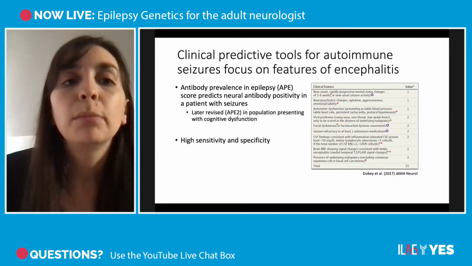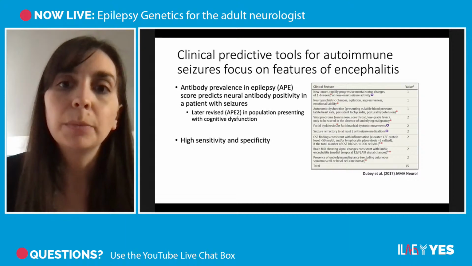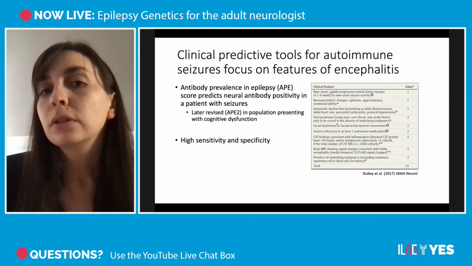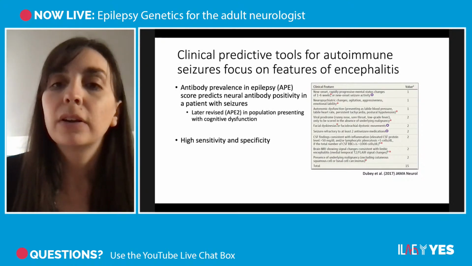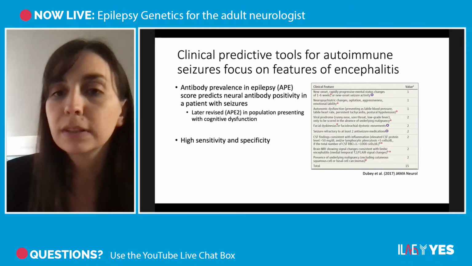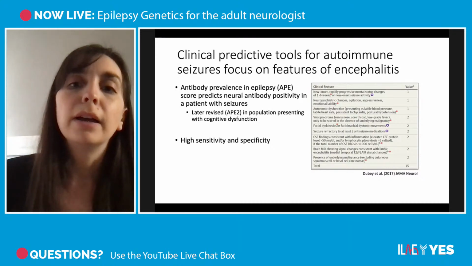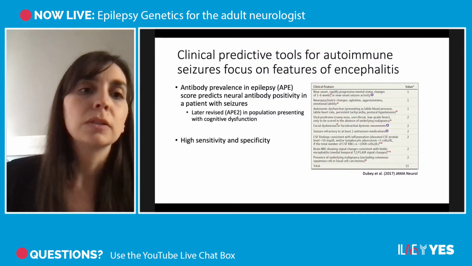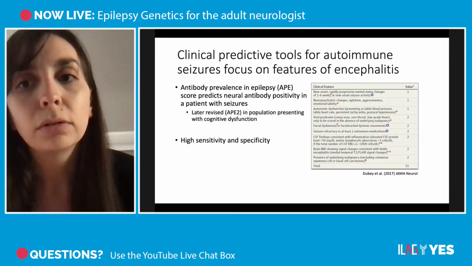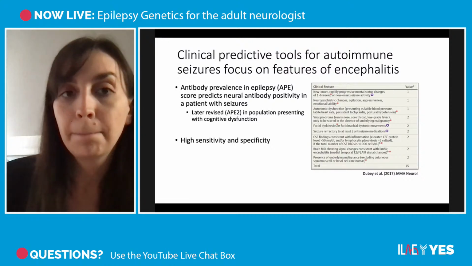The first one that probably many of you know is the Antibody Prevalence and Epilepsy Score, or APE score, that was developed by Div Dubé, originally in Texas, then validated in Mayo. And this is a score that uses various elements which are listed here, including new onset rapidly progressive mental status changes, new onset seizure activity, neuropsychiatric changes. I won't read through all of them because you can see them. And this one was tested in a group of patients presenting with seizures or cognitive dysfunction suspected to have an autoimmune encephalitis. This performs well, both in terms of sensitivity and specificity.